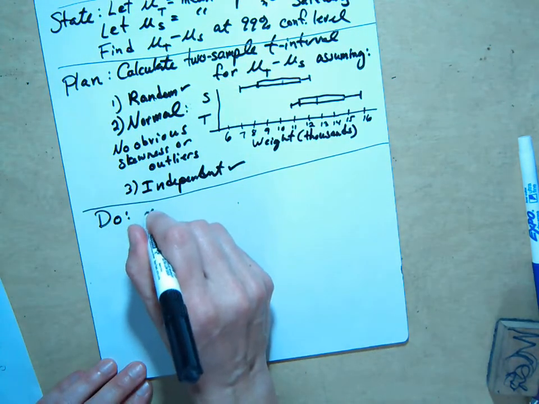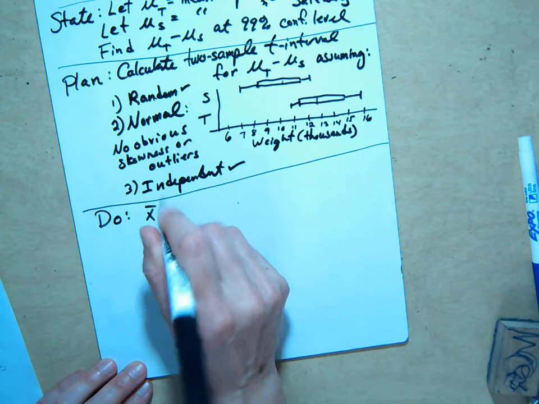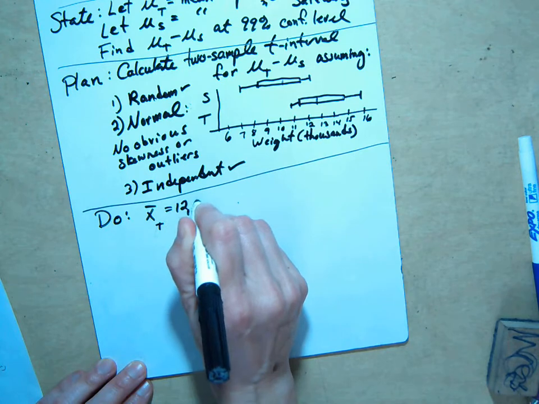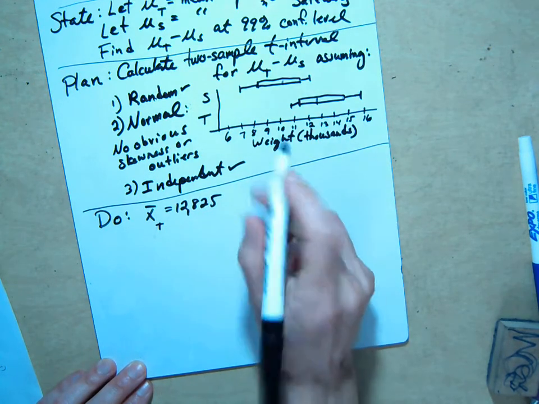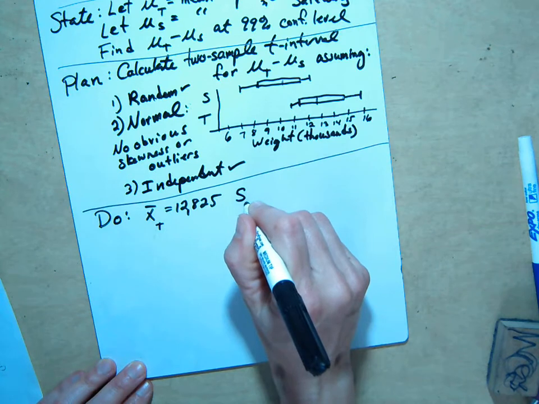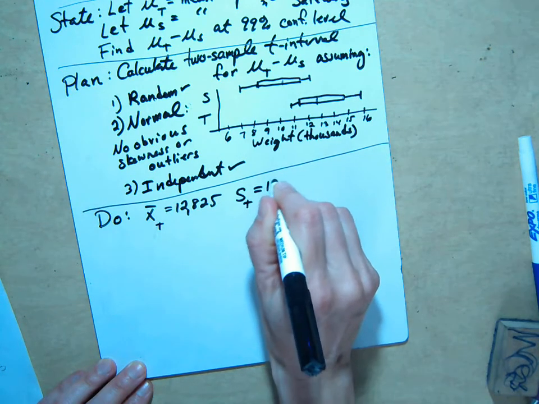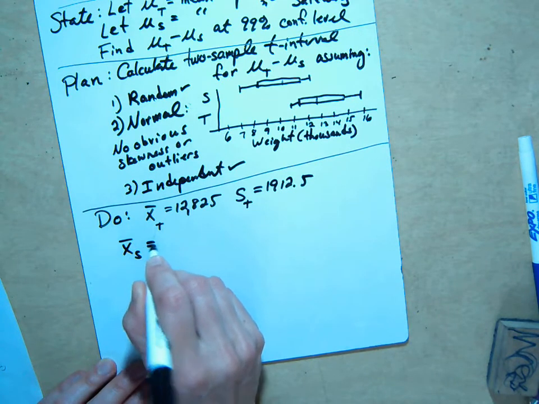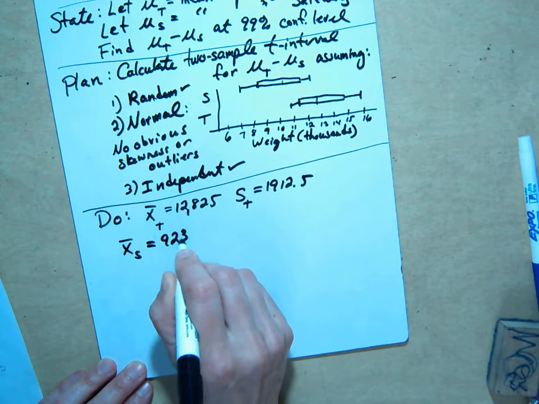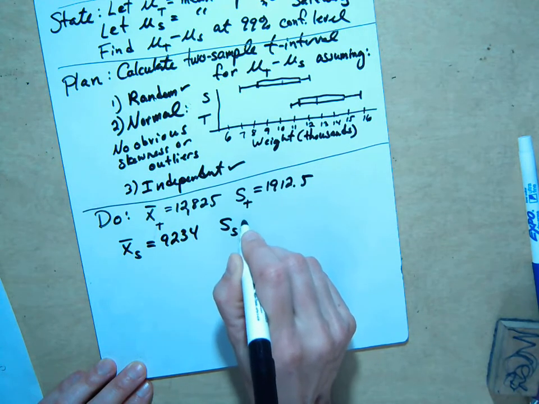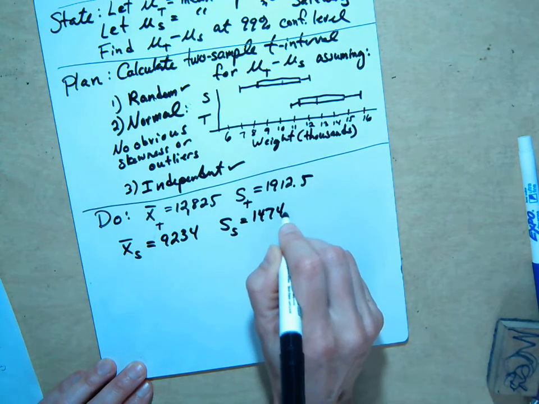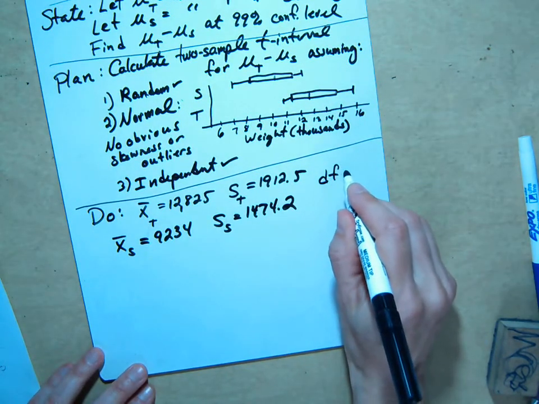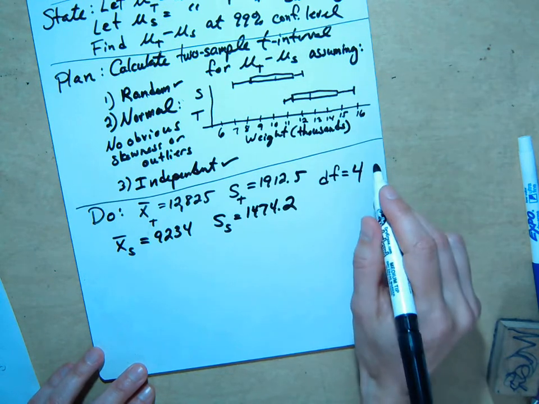So you get these results for the mean of Target. The Target sample mean is 12,825. You want to list these. The standard deviation of the sample, S sub t, is 1912.5. Average for Safeway is 9234, and standard deviation for Safeway is 1474.2. From your calculator, degrees of freedom are 4, nice. Sample size minus 1.